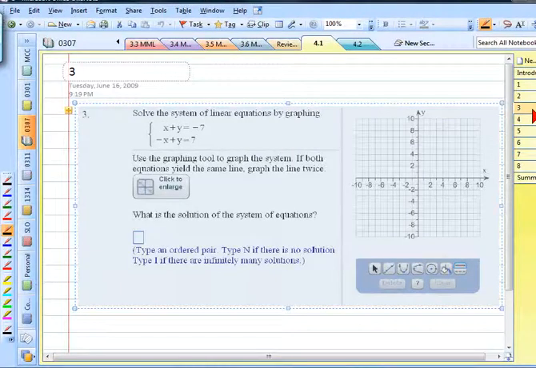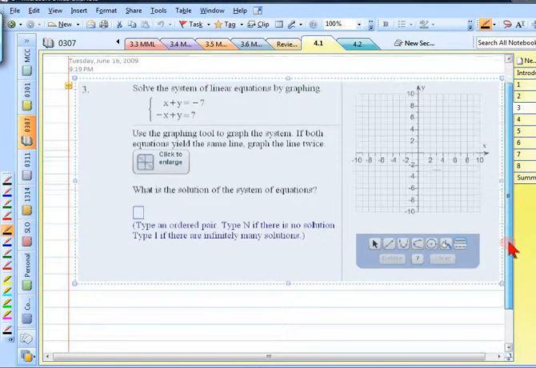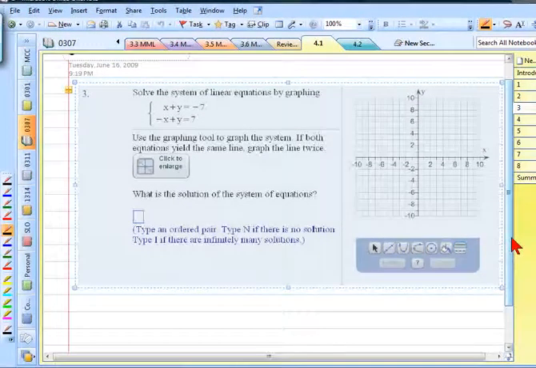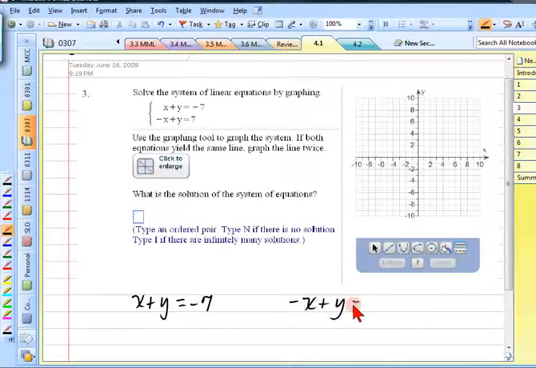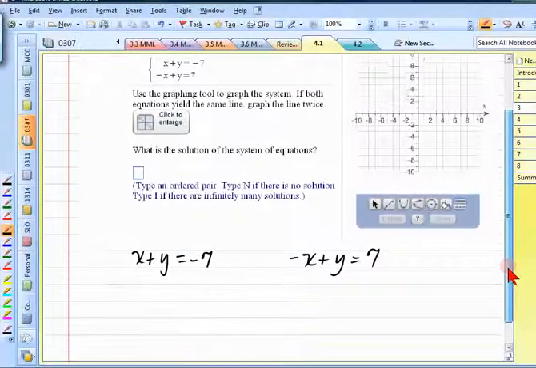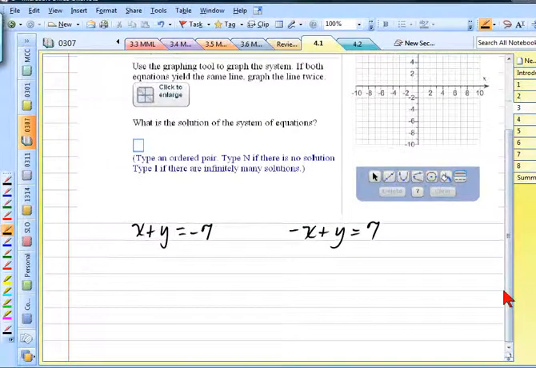Problem number 3 says, solve the system of linear equations by graphing. So I will take each one of the equations and write them down separately on my notebook paper. I have x plus y is negative 7, and over here I've got negative x plus y is positive 7. I'm going to go ahead and get all my work done, and then I'll go up and enlarge my graph and work on it. All right, first equation.